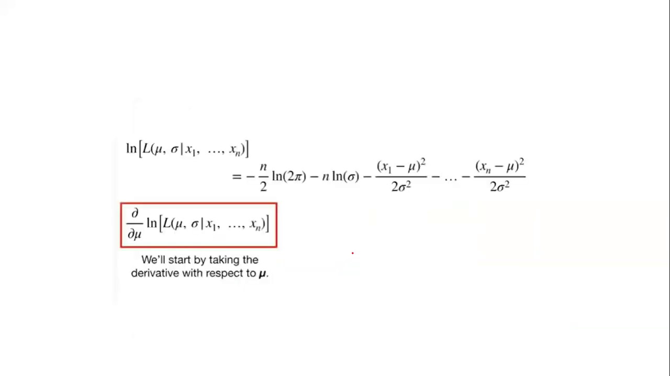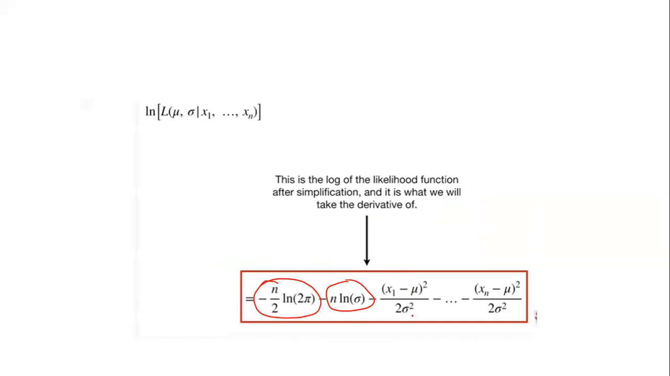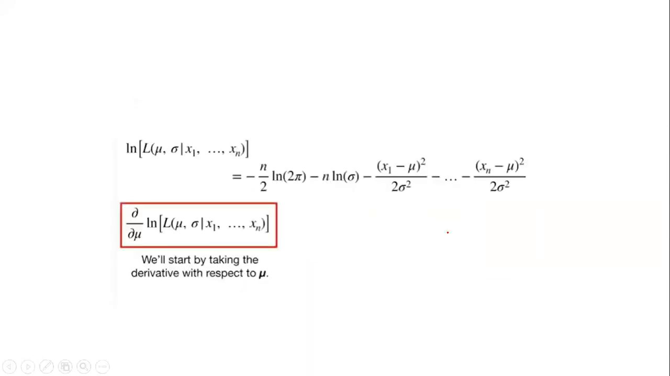And apart from that, you'll have only these terms separate n times. Okay, x1 minus mu, minus x2 minus mu by 2 sigma square, and so on and so forth, minus xn minus mu the whole square divided by 2 sigma square. So this is the equation for which we are going to take the derivative. First, let us see how we can take the derivative of this equation with respect to mu.